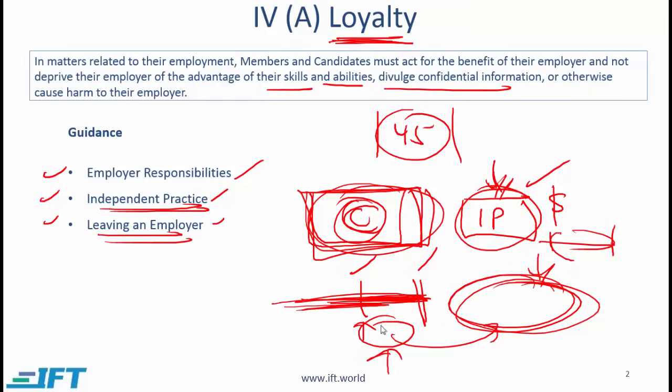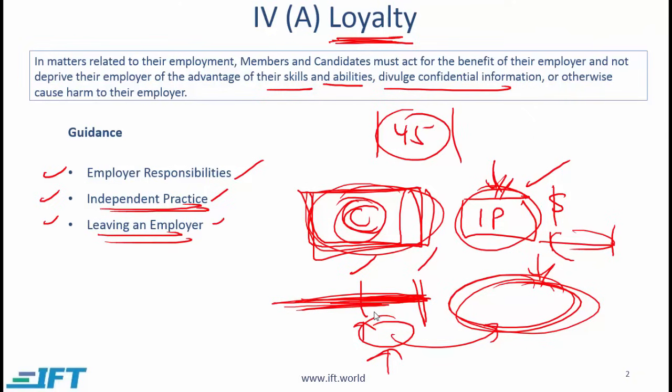So what is it that is acceptable to take to your next employer? Any skills or any knowledge that you have gained that you can take over. For example, if during this job you learned how to do financial modeling, so that is a skill and it's based on knowledge that you can take over.